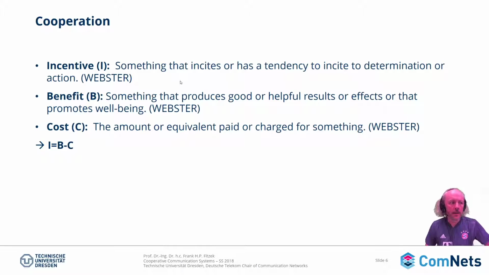So one is really the incentive to do something, and the other one is the benefit, what will come out of it. And the cost is then something that you have to pay to get the certain benefit in the end, right? The relationship between them is that the incentive is the benefit that you might get minus the cost. And if the incentive is larger than zero, you might think that cooperation will take place.